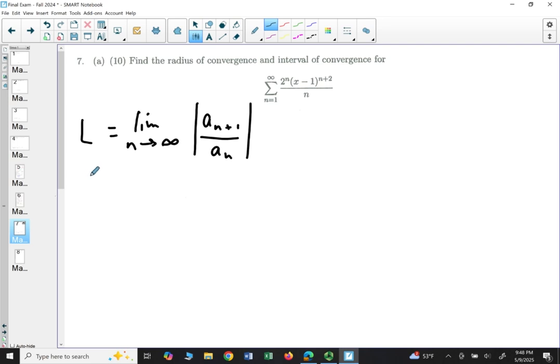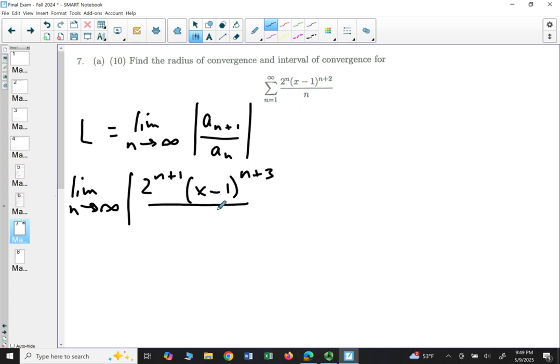Alright, so let's set this up. So we'll start off with the limit as n goes to infinity. The n plus 1 term means we just add 1 to all the n's in the original series. So we'll have the absolute value of 2 to the n plus 1 times (x minus 1) to the n plus 3, all over n plus 1. And instead of dividing by a_n and having a complex fraction, I will multiply by the reciprocal of a_n to keep it a little bit more streamlined. So we'll have (x minus 1) to the n plus 2.